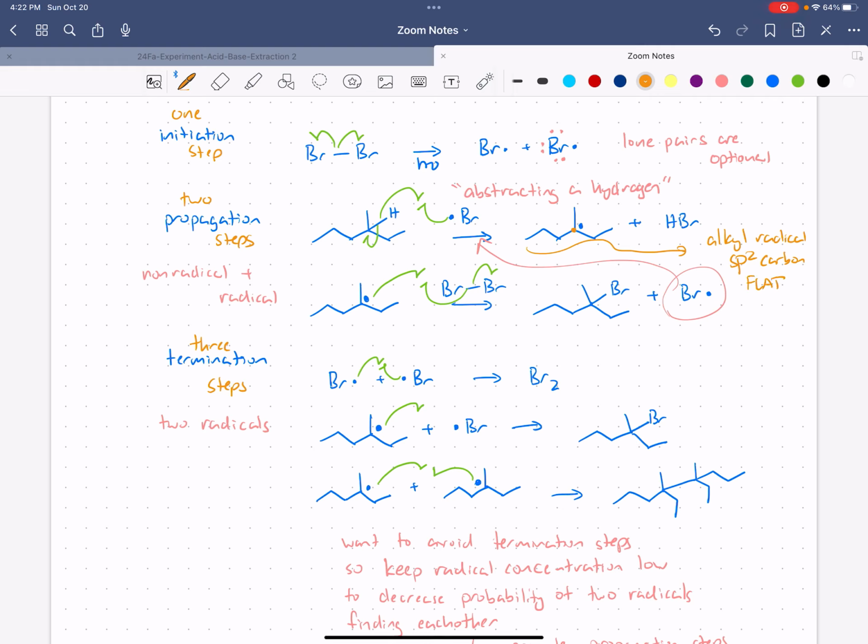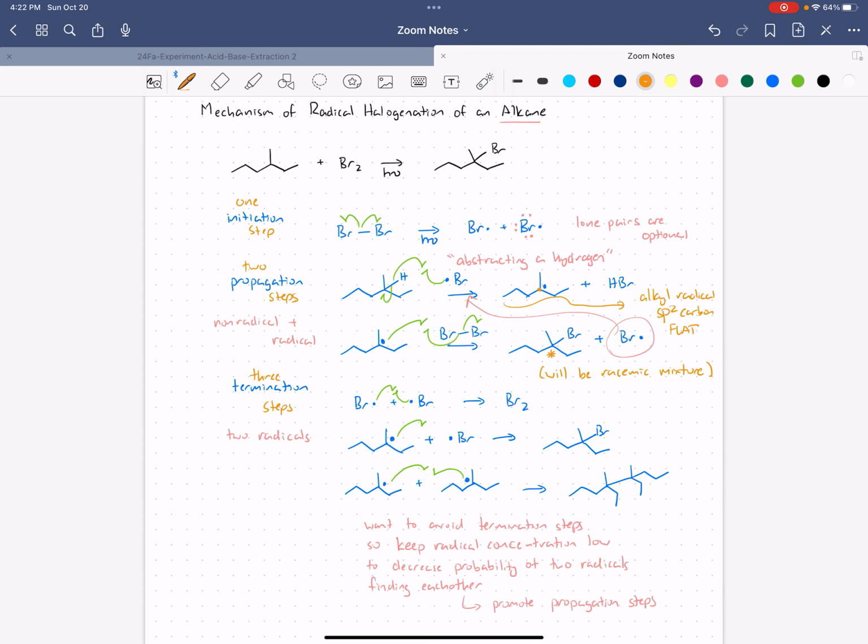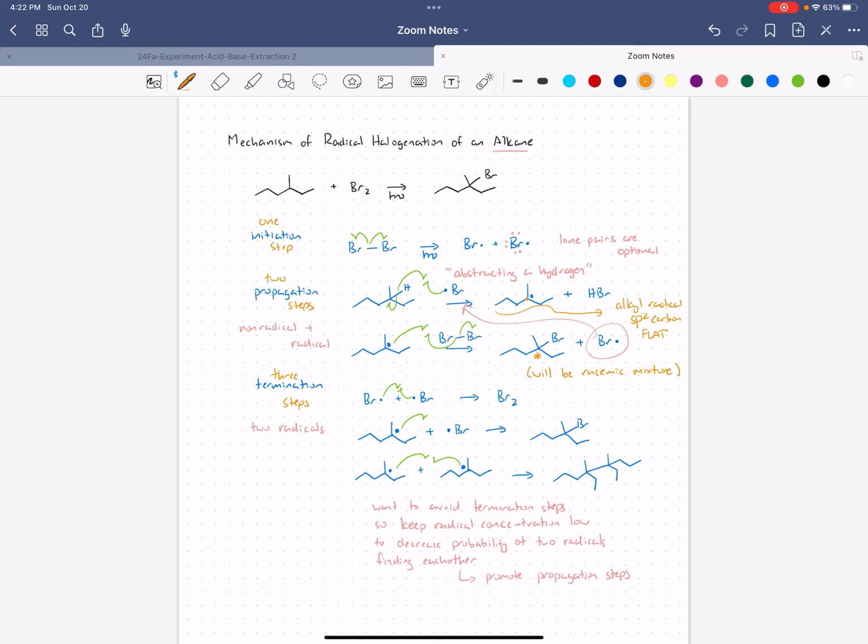And I didn't show it here, but when that bromine comes in the second propagation step, it can come in from the front wedge or back dash, meaning that you will get a racemic mixture if you form a chiral carbon. So here will be racemic mixture. Okay, now I'm done with the annotation, I think. Be able to reproduce the mechanism, the stuff you see in blue and green. Try to understand sort of these interesting annotations, the ones in orange and pink.